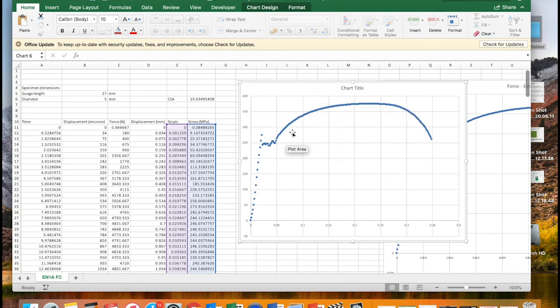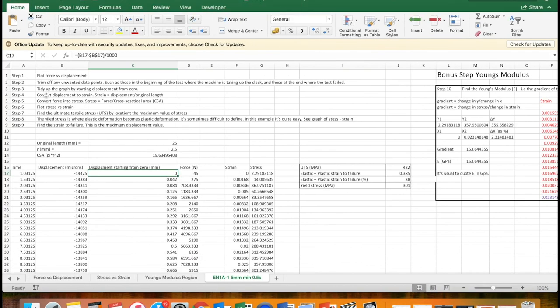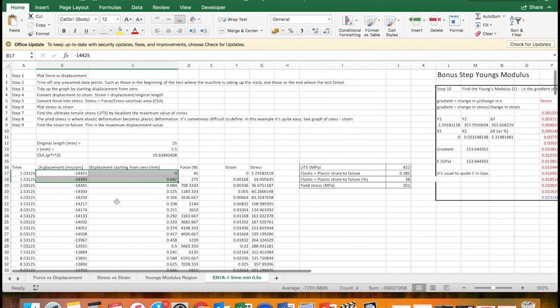How do we work out the Young's modulus? How do we do all that sort of thing? If I open up an example of what I've done before, this is the instructions I've given to do exactly what I just did there. I've done things in a slightly different way. There's some funny things going on here as well. But the data I've given you, I've done this step for you to make it a bit easier.